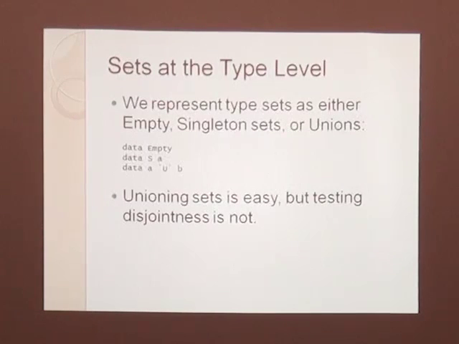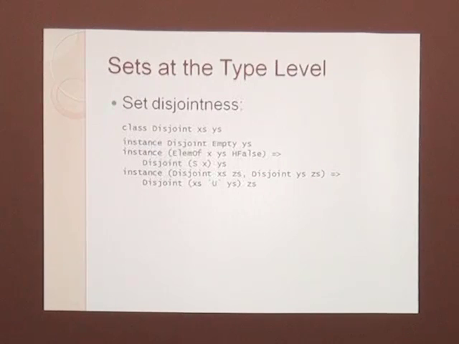So unioning is easy because we have this U. There's slightly more work for the actual union. So there's a little bit of work there, but it's pretty straightforward. Set disjointness is more complicated though. So here's most of the class of disjoint x's and y's.